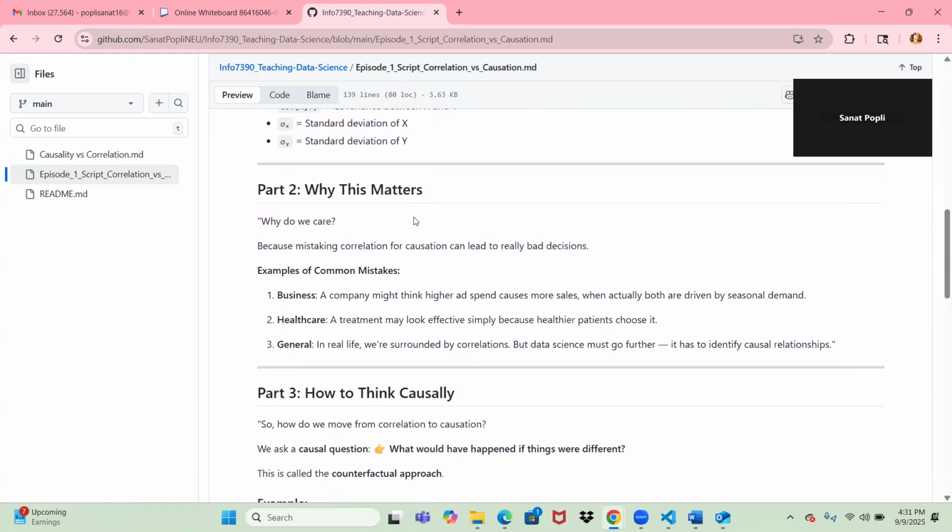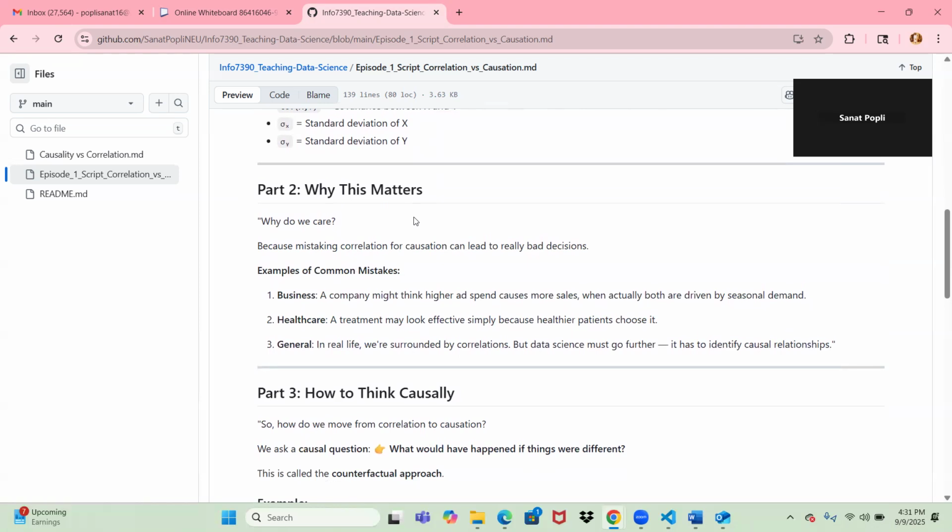Why does this matter? Why do we care? Because mistaking correlation for causation can lead to really bad decisions. Examples of common mistakes we can make, first in business: a company might think higher ad spend causes more sales, when actually both are driven by seasonal demand.